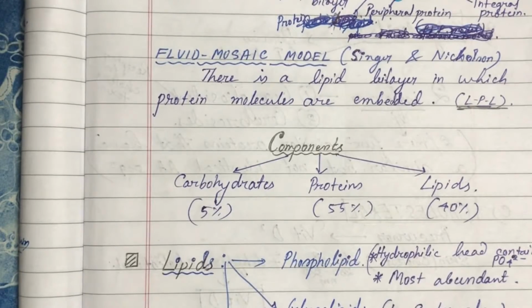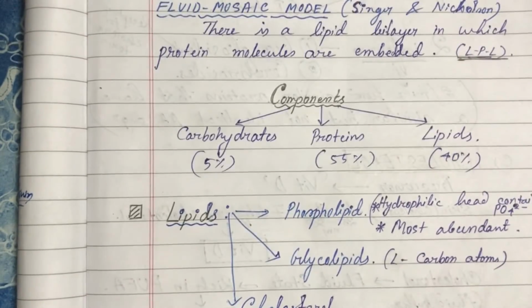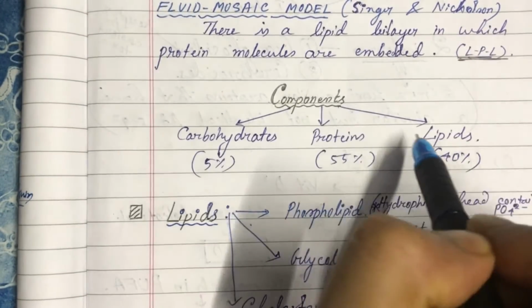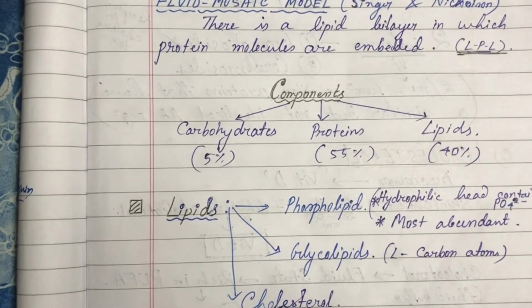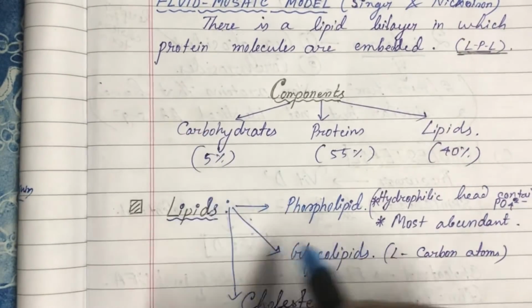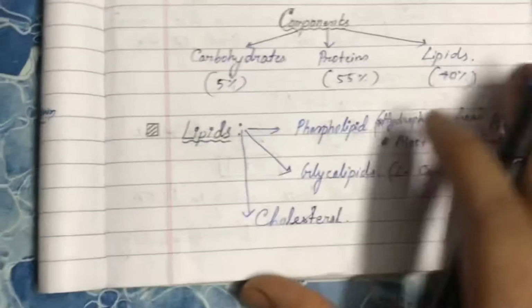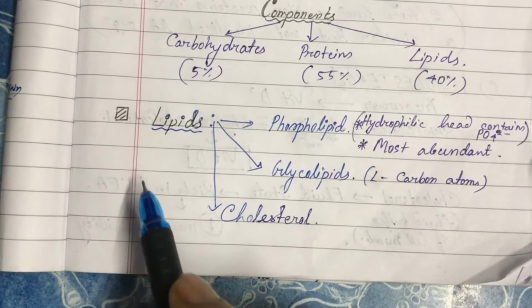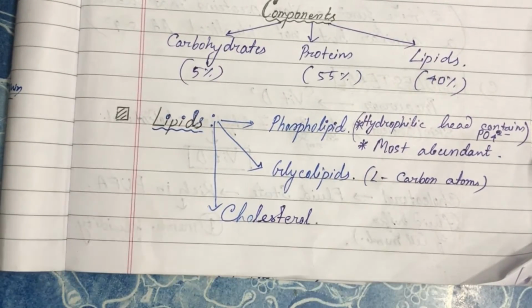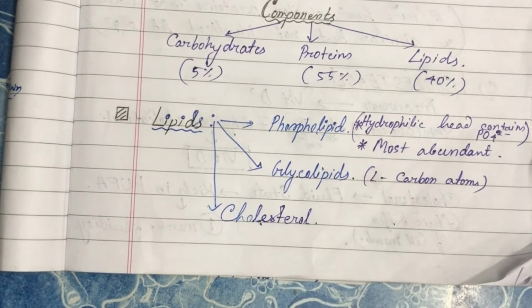Now let's see the components of the cell membrane. Basically there are three components: carbohydrate, protein and lipid. The maximum quantity is protein, 55%, then lipid 40%, and then carbohydrate 5%. Let's see the lipid structure of the cell membrane. There are three types of lipids: phospholipid, glycolipid and cholesterol.